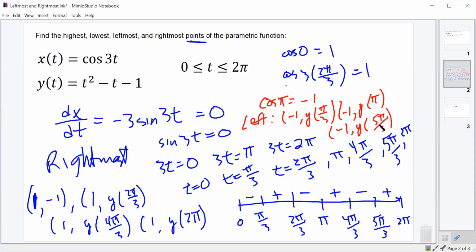I know my work's a little bit chicken scratch there, but it's all over the place. It's a little bit of a mess, but hopefully that makes sense, yeah?